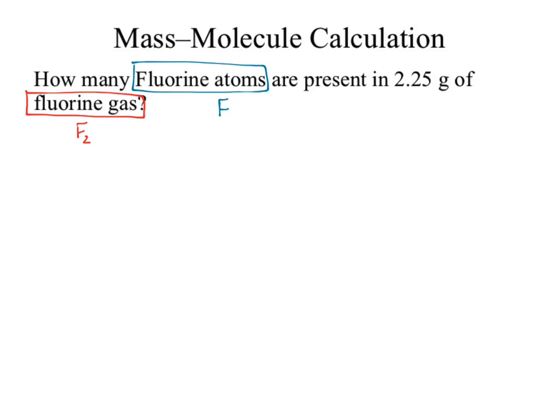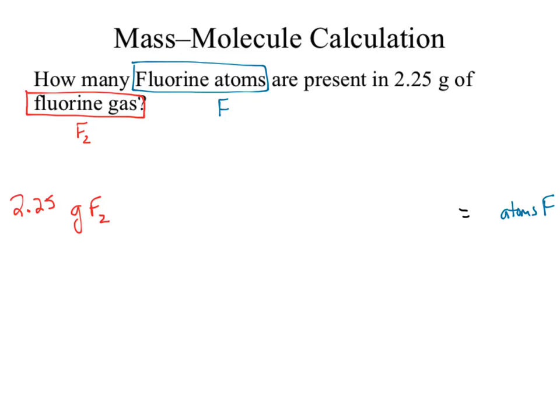What are we trying to get to for an answer? Atoms of fluorine gas. What would our unit look like? Atoms is our measurement, the substance being just F. All right, what am I starting with? 2.25 grams of F2. What's the number? 2.25.